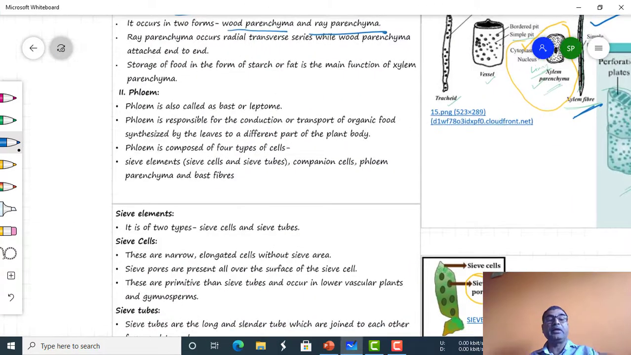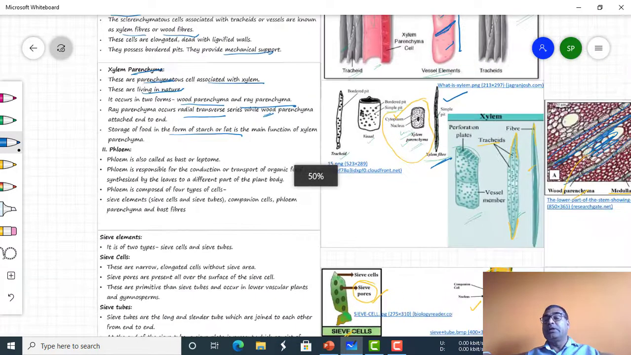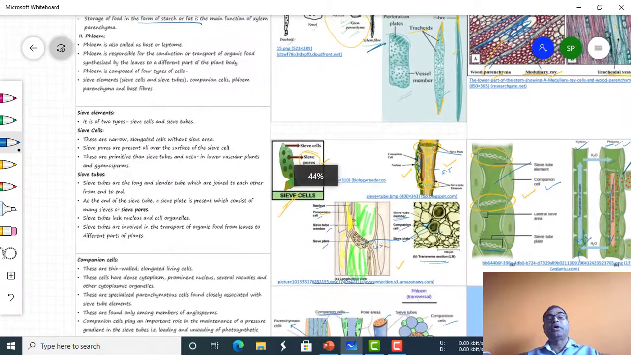therefore they are called a ray parenchyma. So ray parenchyma occurs in radial transverse series, while wood parenchyma, or xylem parenchyma, is attached end to end. Storage of food in the form of starch or fats is the main function played by the xylem parenchyma. So this is about the xylem elements. Let's see about the phloem.